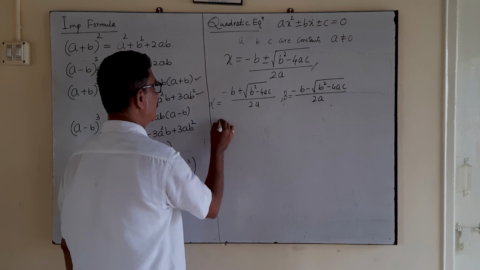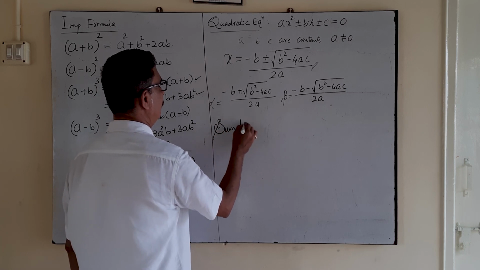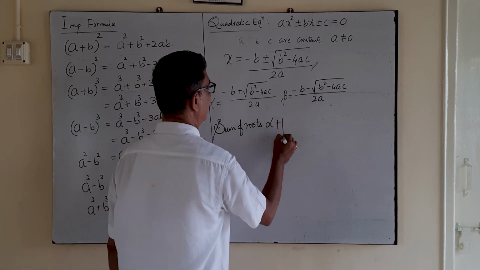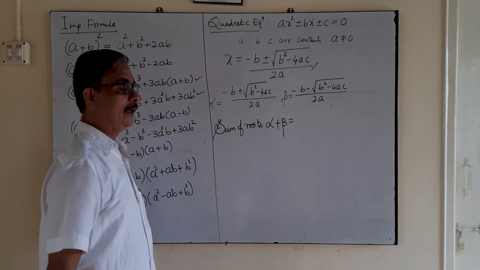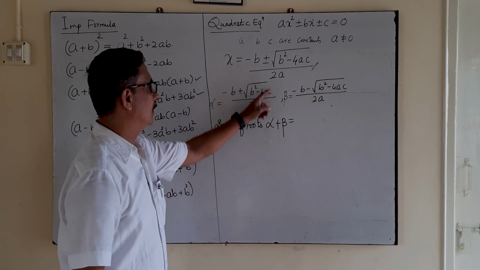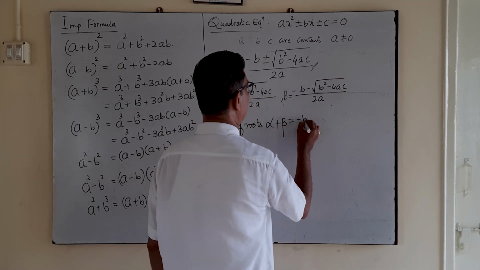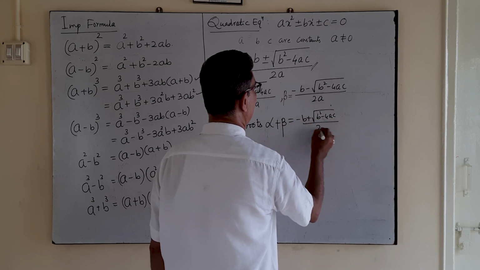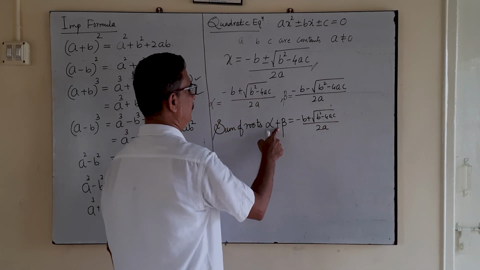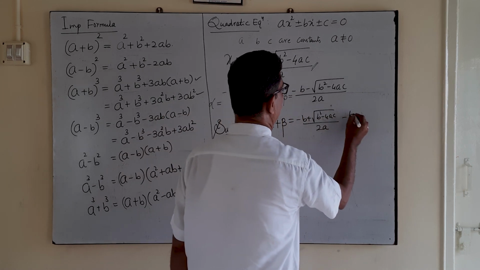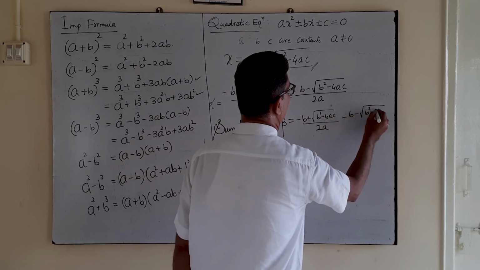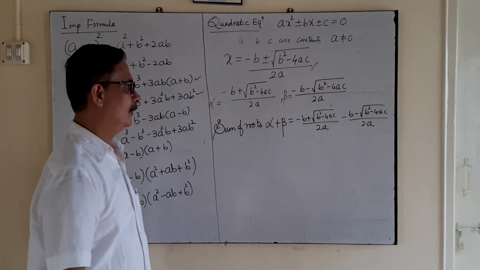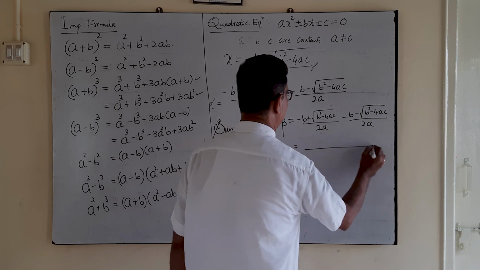So what is the sum of roots? Sum of roots, that is alpha plus beta, is equal to what? Alpha is minus b plus root of b square minus 4ac divided by 2a, plus beta, which is minus b minus root of b square minus 4ac divided by 2a. Then simplify. Take the LCM.